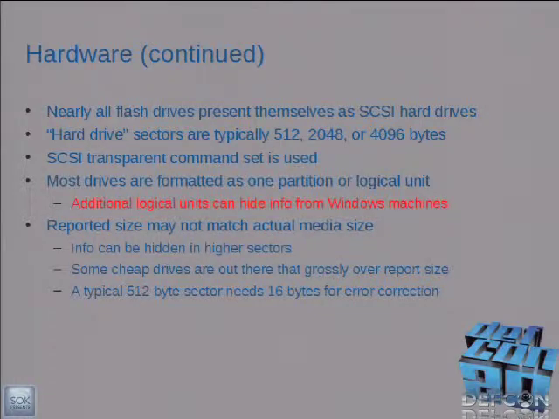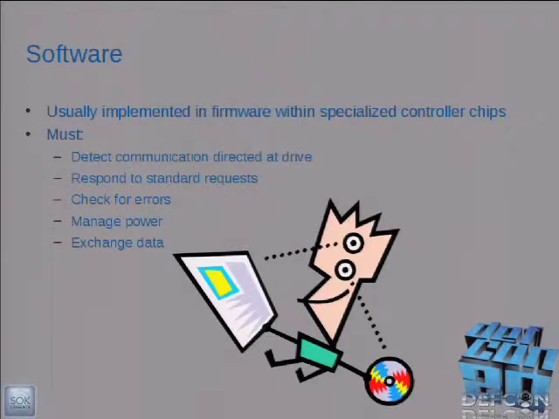Other things to keep in mind, typically each 512-byte block needs 16 bytes for error correction. So you might wonder, why is the size not exactly what it's reported to be? Software usually implemented in a controller chip has to detect communications, respond to requests, check for errors, manage power, things like that.